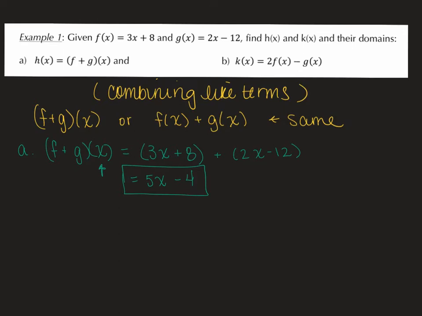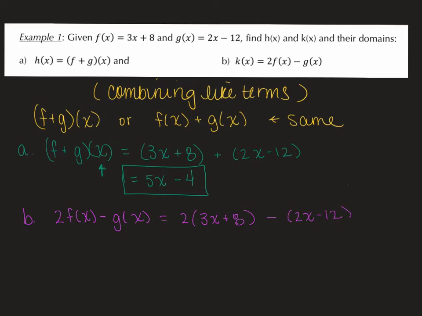So now let's look at B. So B was a little bit different. There's a little extra step here. When we're looking at B, they're asking for 2 f of x minus g of x. So what I need to do first is figure out what 2 f of x is. So f of x is 3x plus 8. So you can see how I kind of just replaced f of x with the expression that it equals, minus our g of x, which is 2x minus 12.